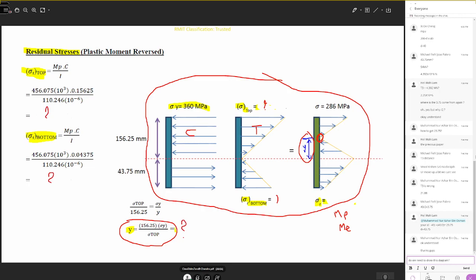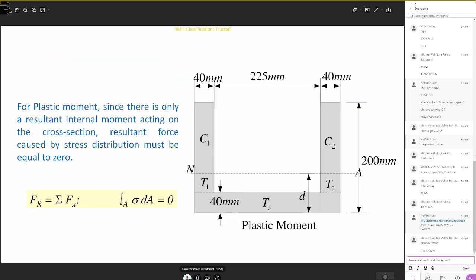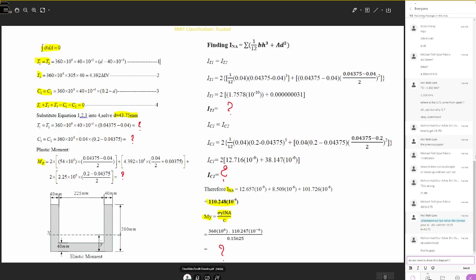To calculate plastic moment, you need to establish the neutral axis first. To establish the neutral axis, we apply that the sum of the resultant force acting on the cross section is 0. So we assume a neutral axis. With respect to the neutral axis, we identify the zones of tension and compression. Then we say that the total resultant force acting on the cross section is 0. So we'll apply this relationship. From there, there will be only one unknown, so you will be able to calculate that unknown.